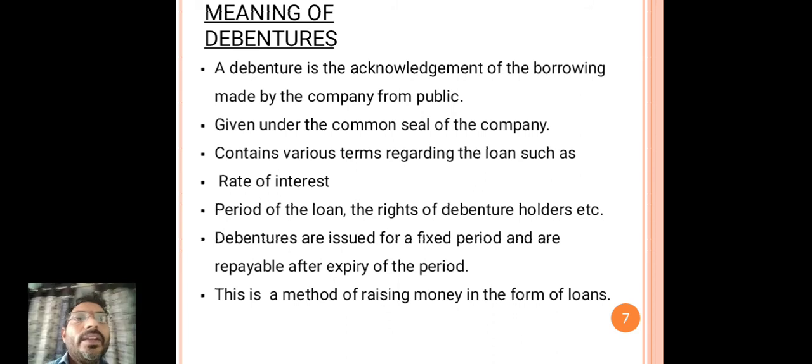What is the rate of interest the company would pay? The period of the loan, the term of the loan, and the rights of debenture holders. Like shareholders, these people are called debenture holders. Debentures are issued for a fixed period and are repayable after expiry of the period. This is one of the methods of raising money in the form of loans.